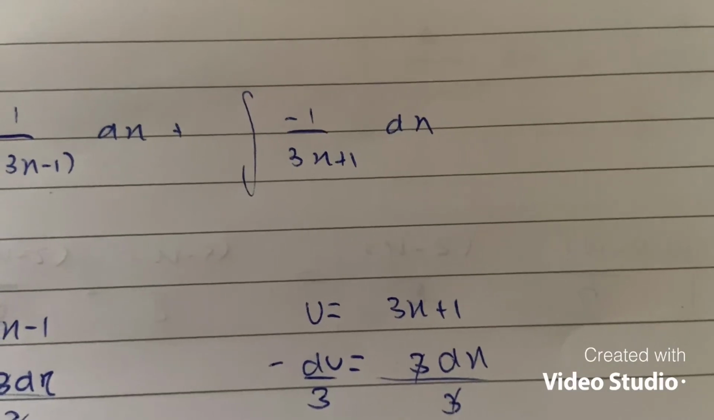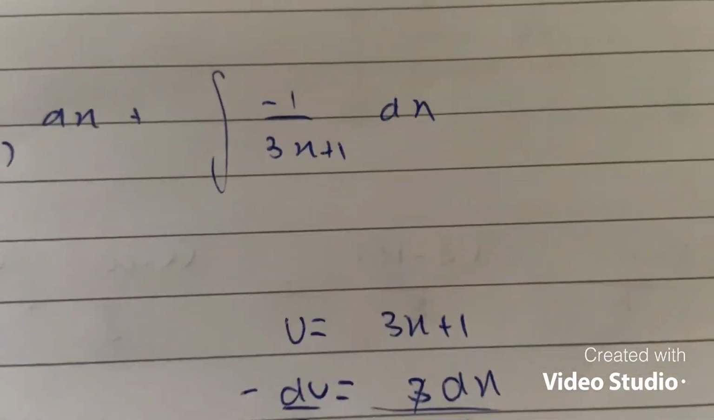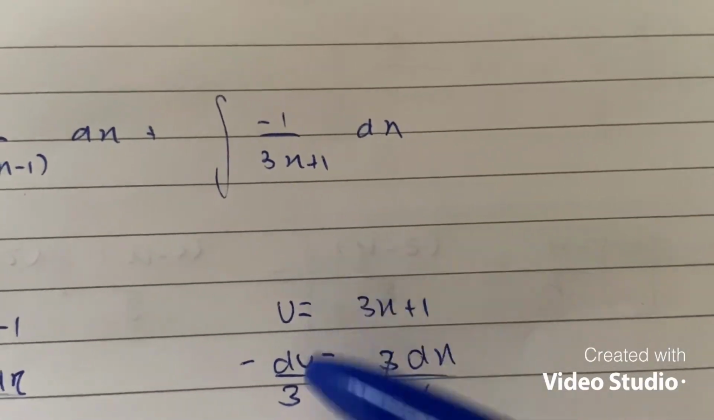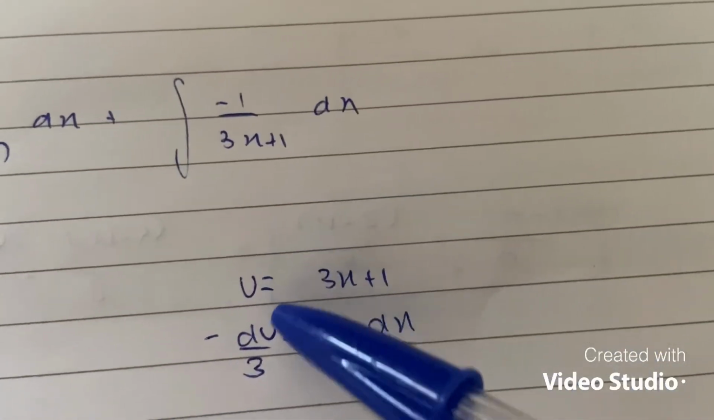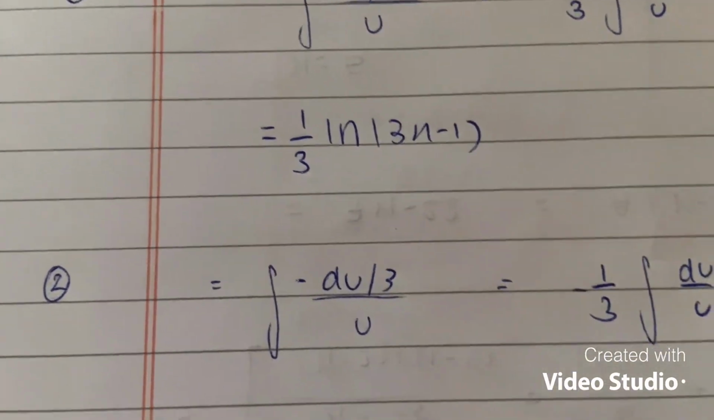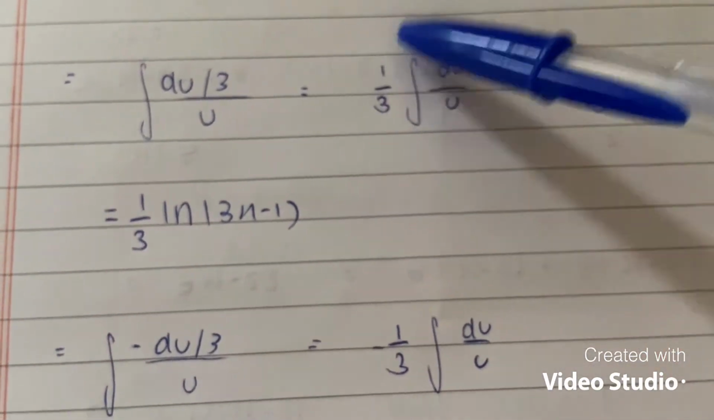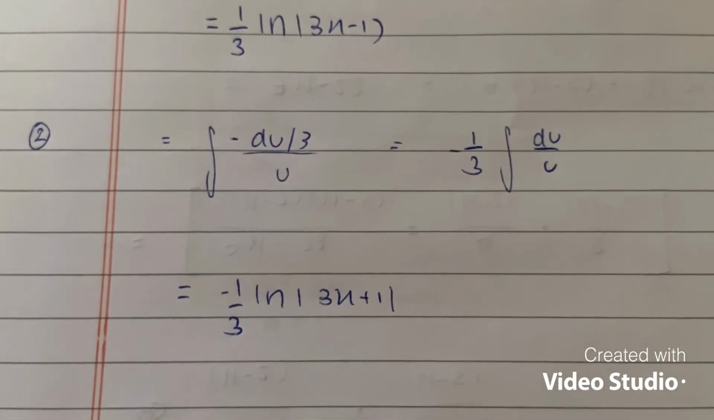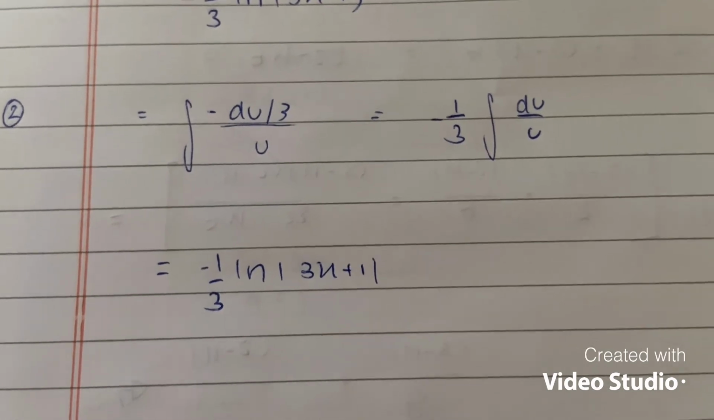Now, for the second one, you'll do the same thing. Substitution method: you find your u, then you find your du, and substitute your u and du into the equation. So that's that. And then you do the same thing you did over here in the first step. Instead, this one is negative. So it becomes negative 1 over 3 ln of 3x plus 1.